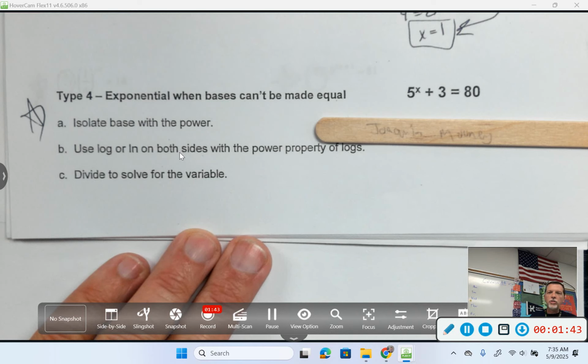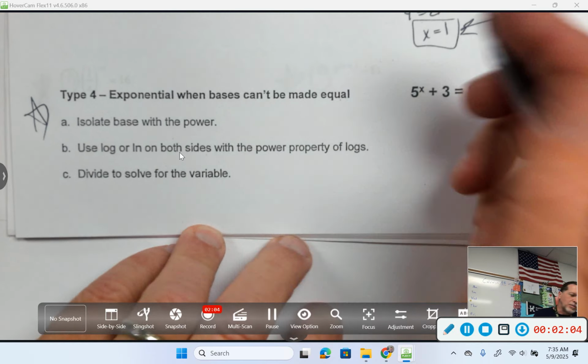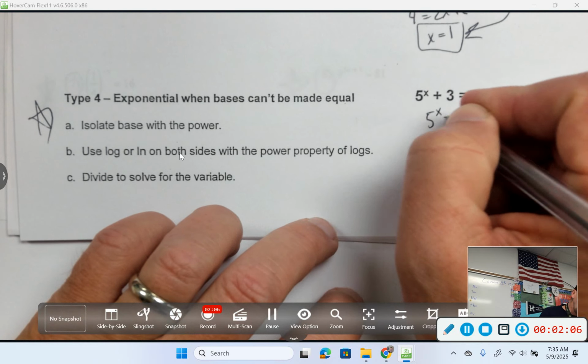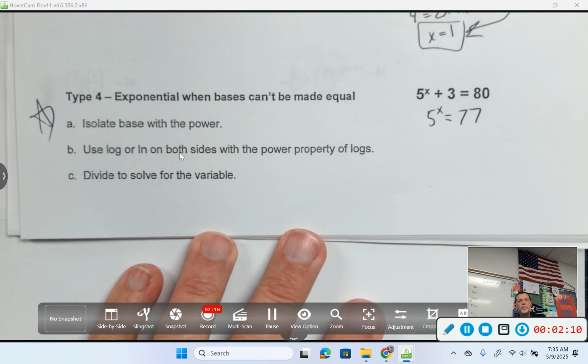Joaquin, what would you do first on that equation, even if you don't know how to do all of it? Joaquin, you awake back there? Kinda. What would you do first on this equation? Minus 3. Yeah. So maybe we don't know where this is headed, but we could at least subtract 3 and get 5 to the x by itself.